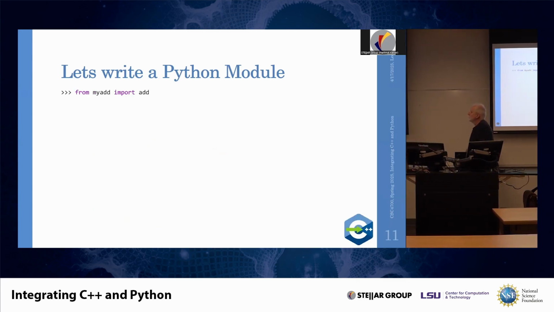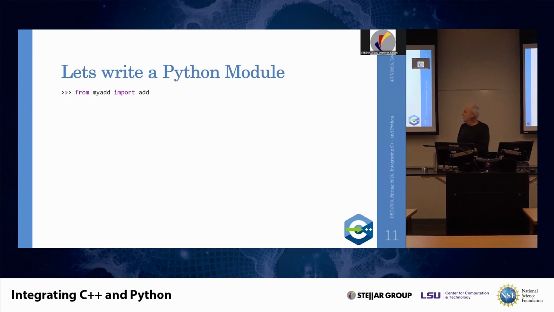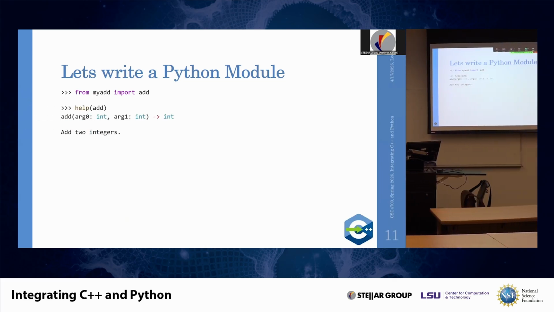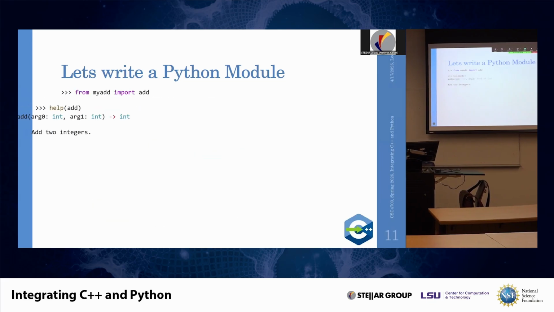Okay, so let's import our module. From myAdd, import add. I'm importing that function. Help add works right away. It tells me that it's a function which takes 2 arguments which are integers and produces an integer. And it gives me the help text I specified, right? I said add 2 integers as a help text. So it gives me that help text right away.